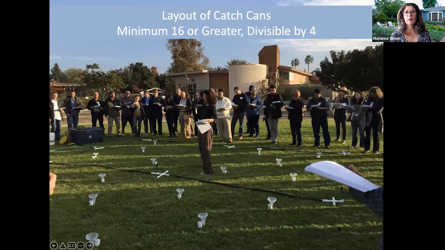Then you lay out your cans. We have a minimum requirement of 16. Depending where you look, they have a minimum of 20. Others say 24. But for our purposes, 16 will work. The key thing is that the number that you put out there must be divisible by 4, or rather the final calculations that you work with must be divisible by 4.